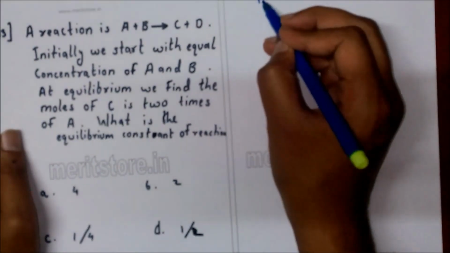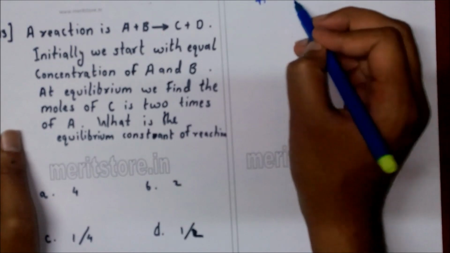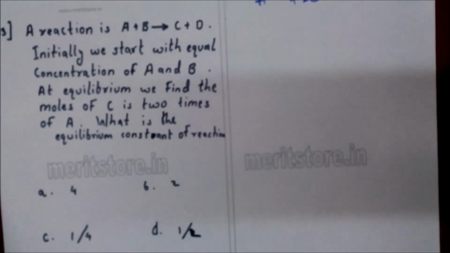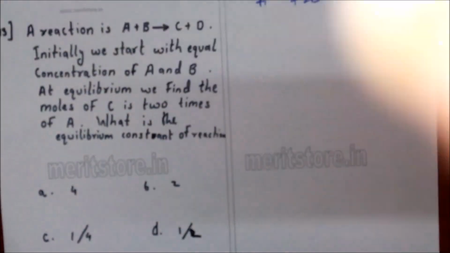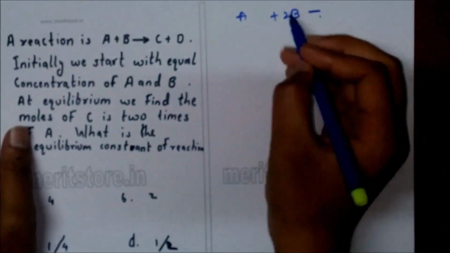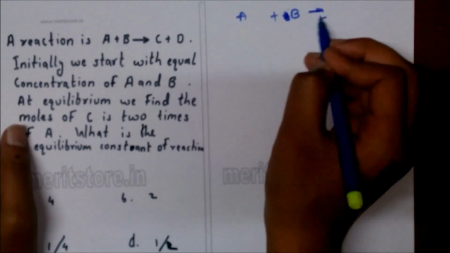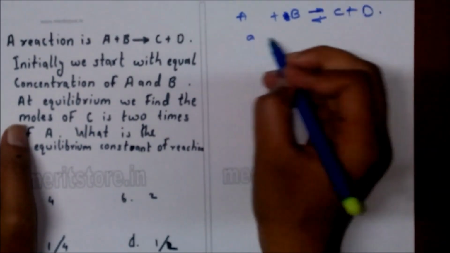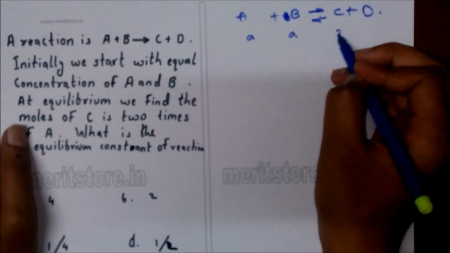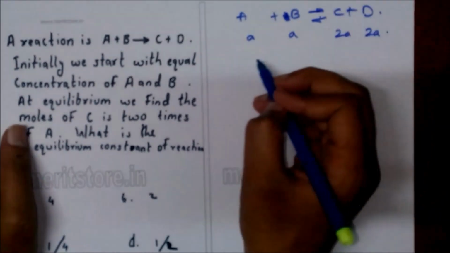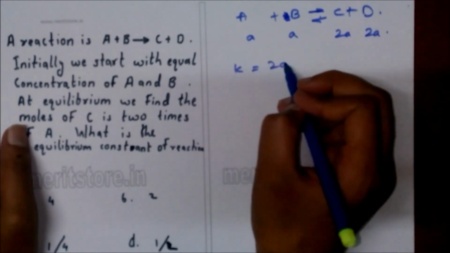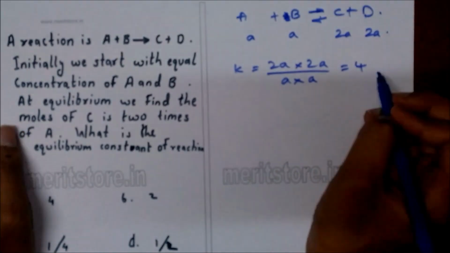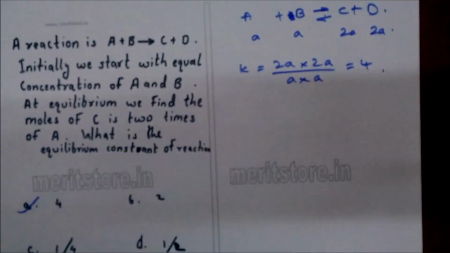So the reaction is A plus B in the reversible reaction C plus D. Equilibrium concentrations are A, A, 2A and 2A. Therefore, K is equal to 2A into 2A divided by A into A, which is equal to 4. So option A is the correct answer.